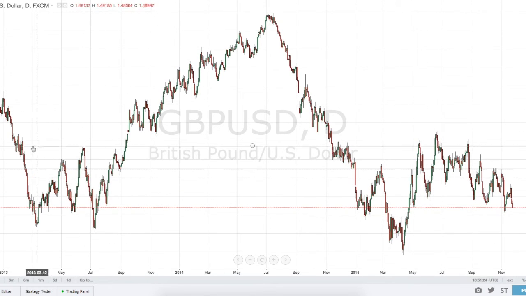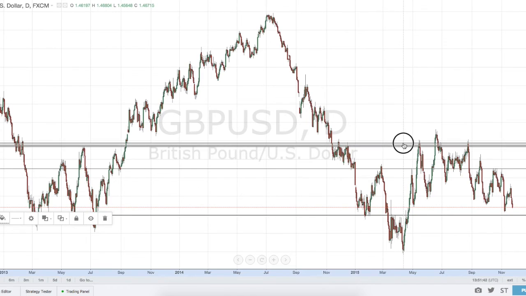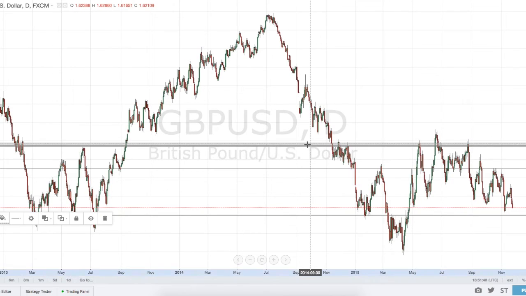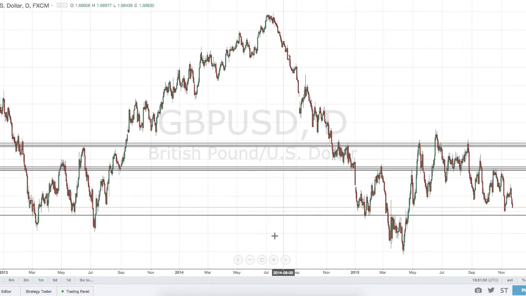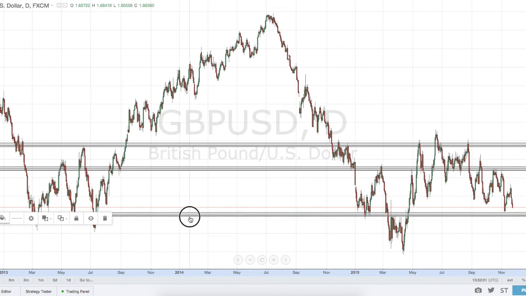But one thing to note is that these aren't definitive to the pip lines. I've tried to view them more as areas, and for that, if you use this rectangle tool, I tend to draw them out as a little bit of a box, because then we can see that it's not to the pip, but to the general area. So just copy and paste those and then pop them over there. So there we go. Now we're starting to build a bit of a picture of our support and resistance areas. Put that one on the bottom.